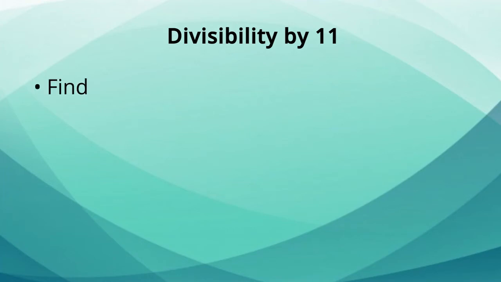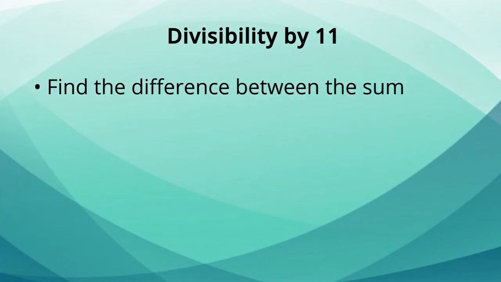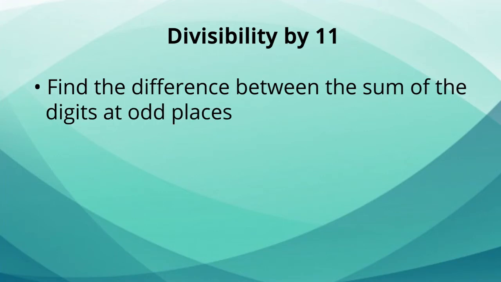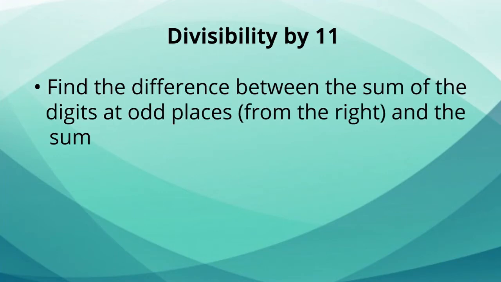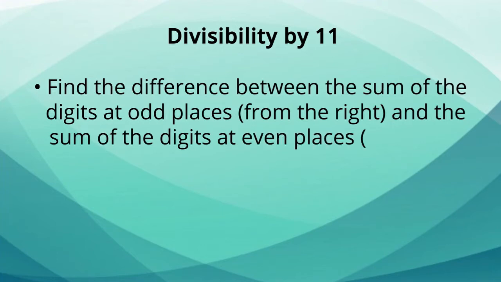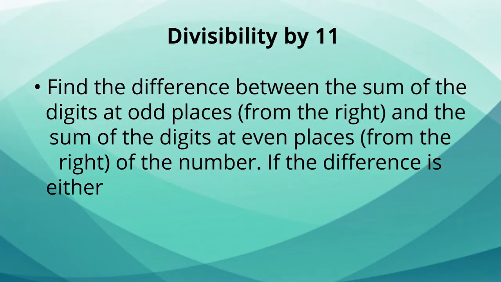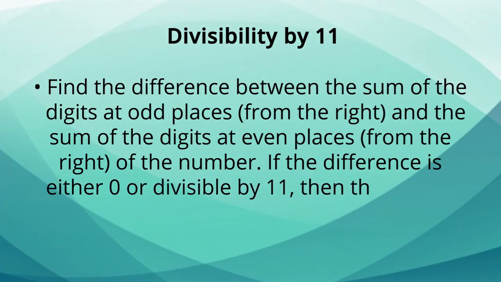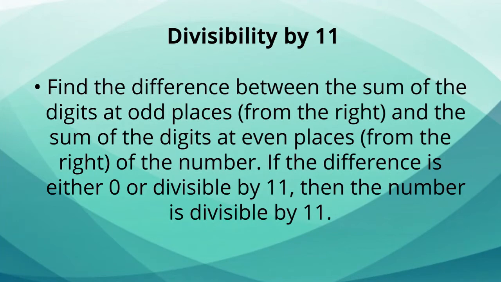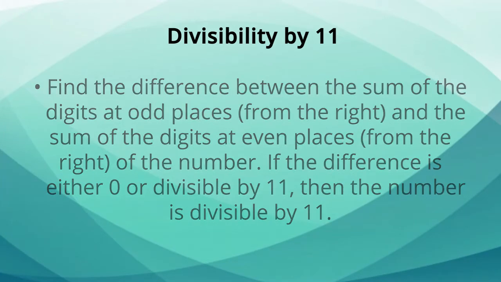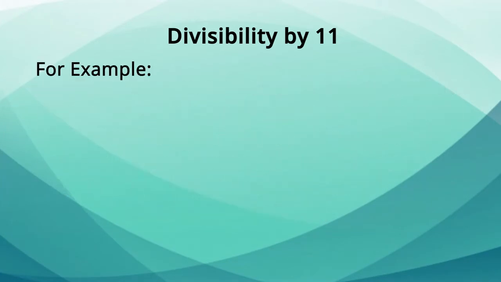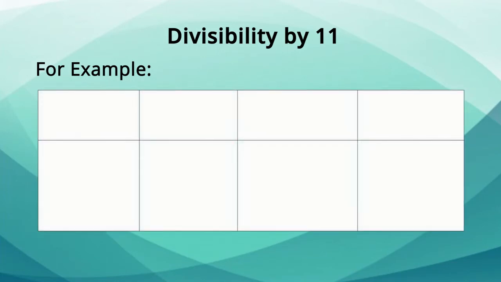Now let us discuss the divisibility by 11. To check the divisibility of a number by 11, the rule is: find the difference between the sum of the digits at the odd places from the right and the sum of digits at the even places from the right of the number. If the difference is either 0 or divisible by 11, then the number is divisible by 11. Let us take few examples to understand the divisibility by 11.